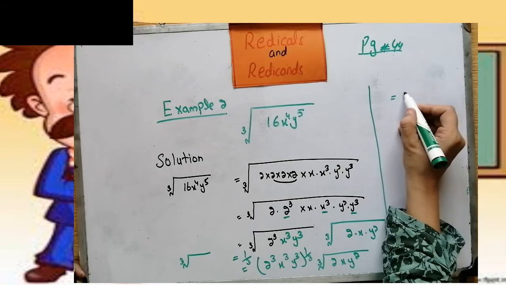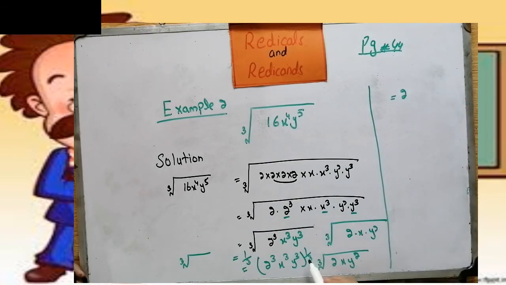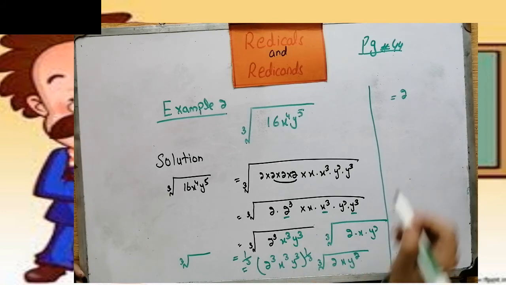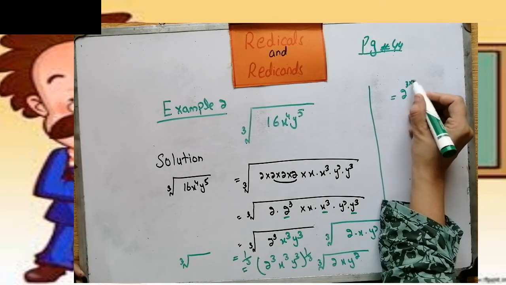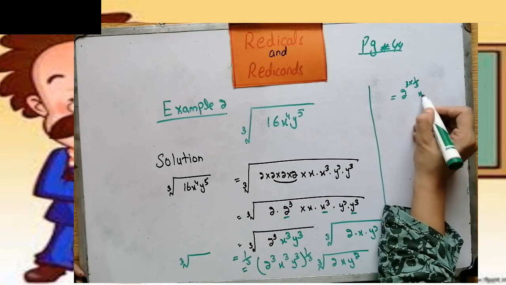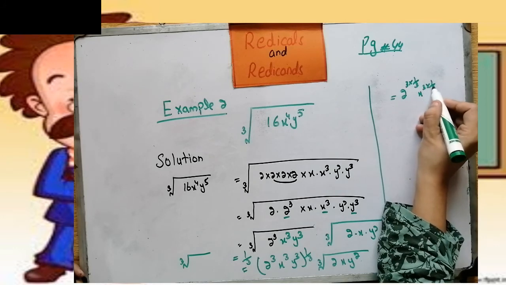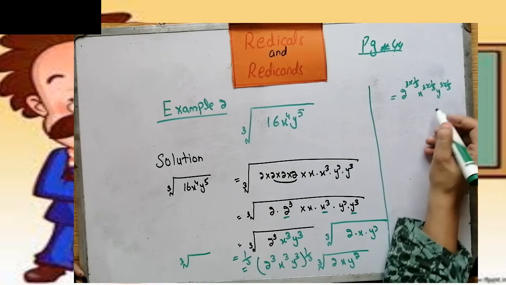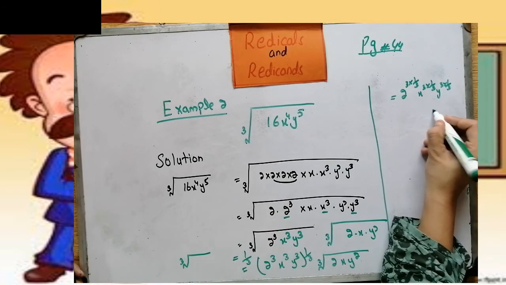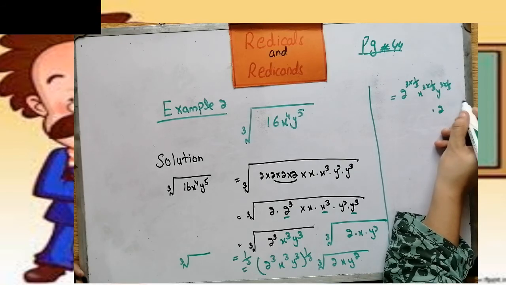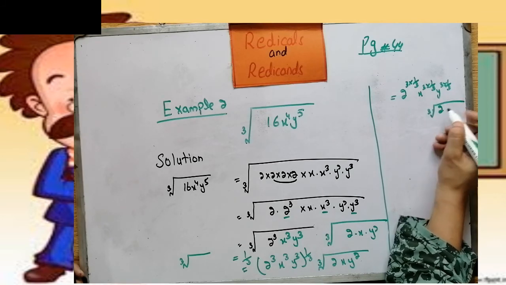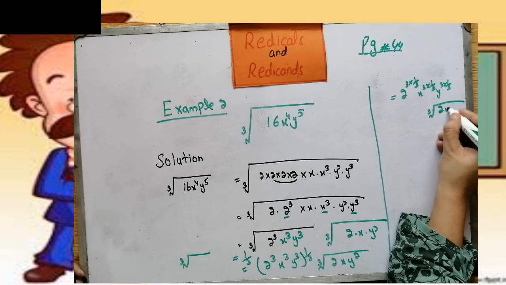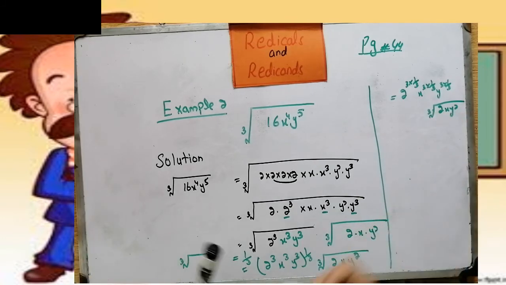Put the value of the cube root as the power 1 by 3. It means this power will apply to each number inside the bracket. So 2 power 3 multiply 1 by 3, x power 3 multiply 1 by 3, y power 3 multiply 1 by 3, and into the cube root of 2xy square.